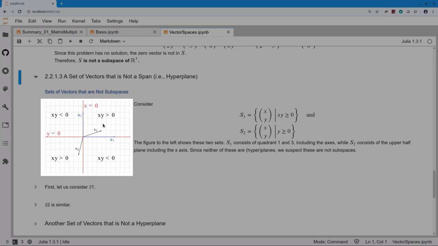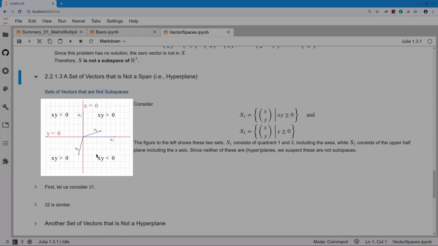And for example, in the first quadrant, the x's are positive, the y's are positive, and therefore x times y is indeed a positive number. In the second quadrant, x times y is negative. Since x is positive, y is negative, the product is negative.